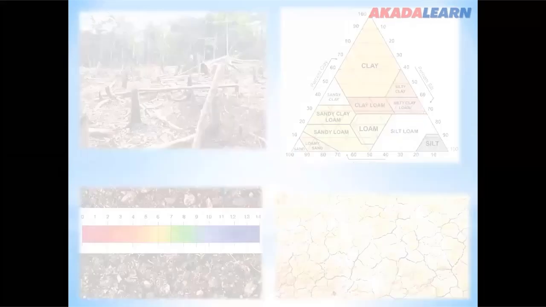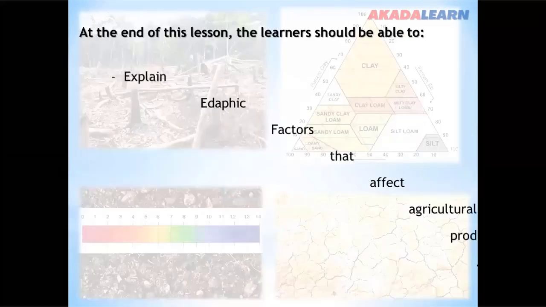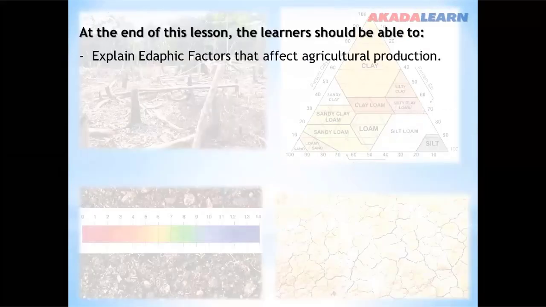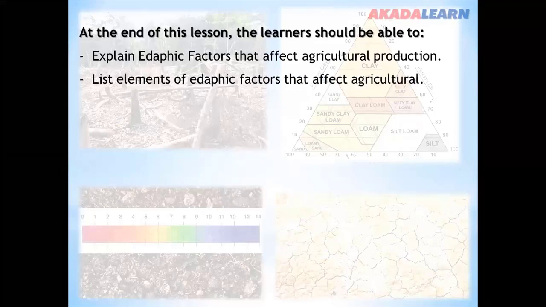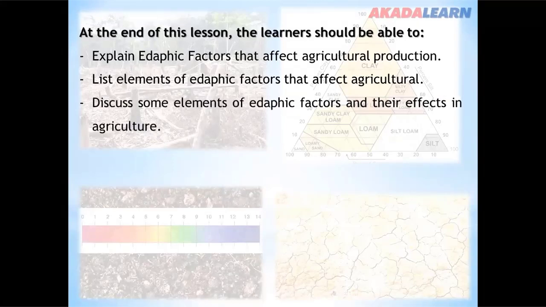At the end of the lesson, the learner should be able to explain Edaphic factors that affect agriculture production. They should be able to list elements of Edaphic factors that affect agriculture production. They should also be able to discuss some elements of Edaphic factors and their effects on agriculture.